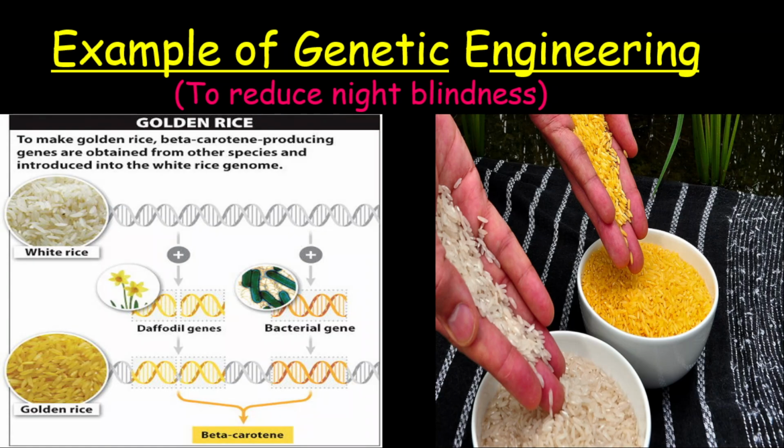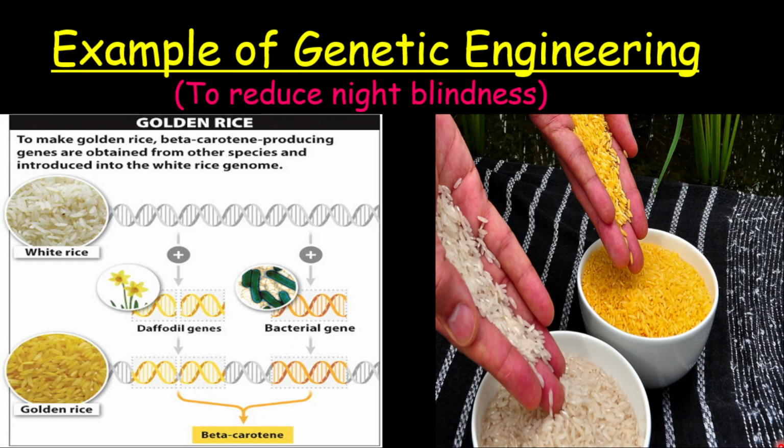All right, now another example of genetic engineering is to reduce night blindness. So what is happening here is rice. You know, rice is normally white, right? So what they do is introduce what they call the beta carotene. All right, so you know, carotene is a yellowish thing like in pumpkins and so on, right? Pumpkin, papaya. So that's a special carotene that helps you with producing a lot of vitamin A.